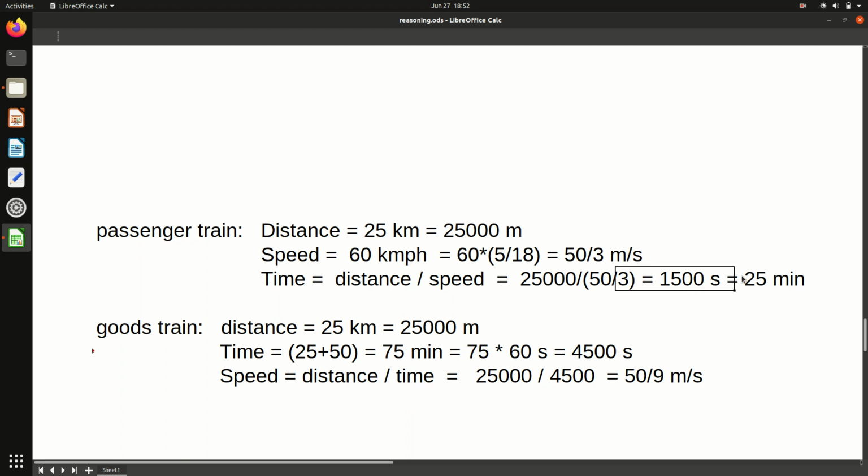We get the time in seconds, and we convert it to minutes. How can we convert? By dividing by 60. So 1500 by 60 equals 25. So we got 25 minutes.